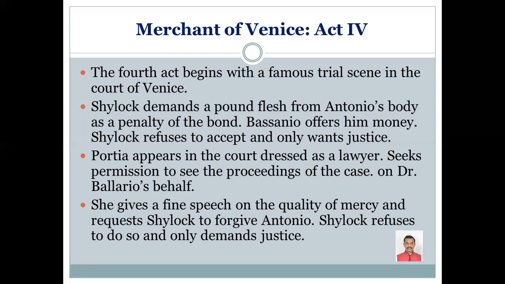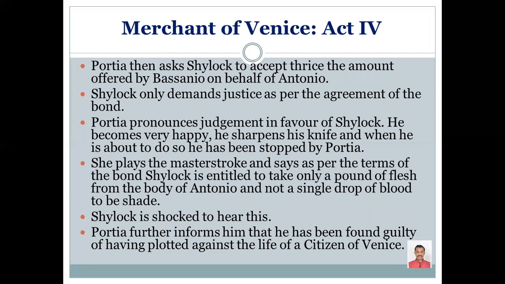Next, Portia sees that this man is not ready to take back his case, or to think anything about forgiveness for the sake of Antonio. Portia then asks Shylock to accept thrice the amount offered by Bassanio. Means in place of 3,000 ducats, she says that Antonio's friend is ready to give you 9,000 ducats. Take that money and take back your case. But Shylock only demands justice, as per the agreement of the bond.